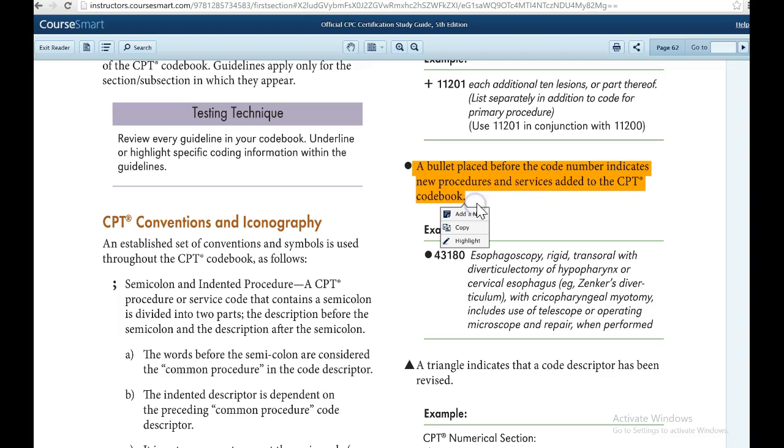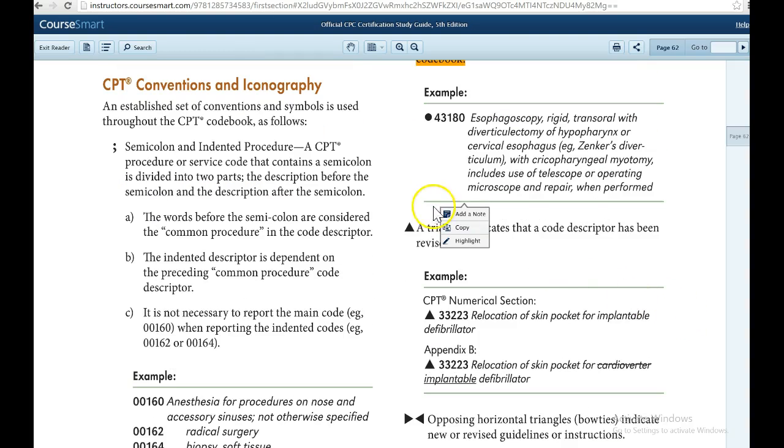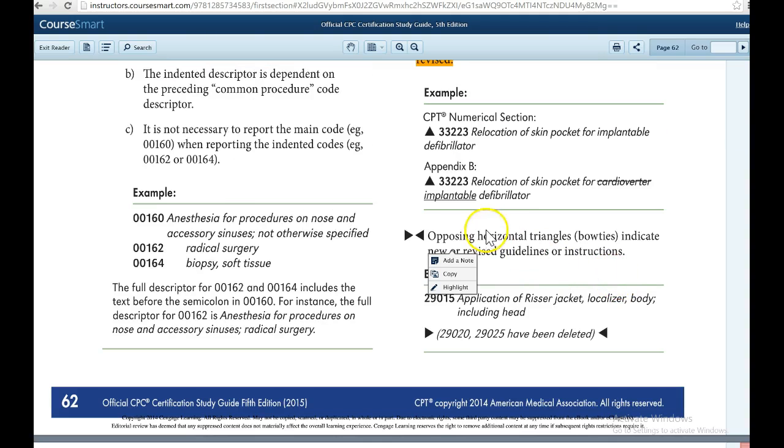So there you go. If you see a bullet in front of a code, that is a bullet placed before a code number indicates that it's a new procedure code from the previous year. Then you have a triangle, which indicates that the code has been revised from the previous year. The opposing triangles indicate new or revised guidelines or instructions. So remember, it tells you what stands in between these 2 opposing triangles. This is what's the new part of the code.